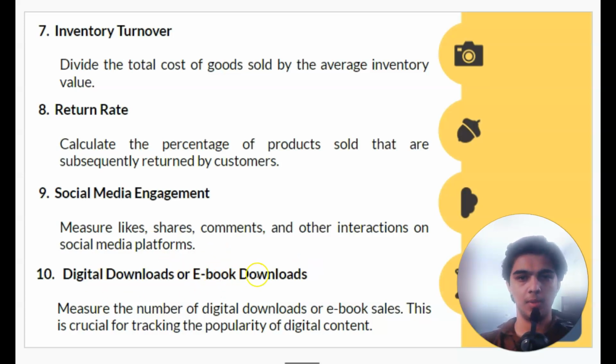Digital downloads or e-downloads. This indicator will measure the number of digital downloads or the e-book sales of your publications. So this is very crucial for tracking the popularity of your digital content, how your content has been growing, or how effective your content is.